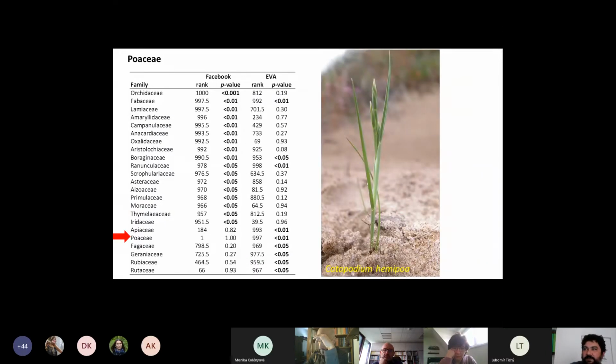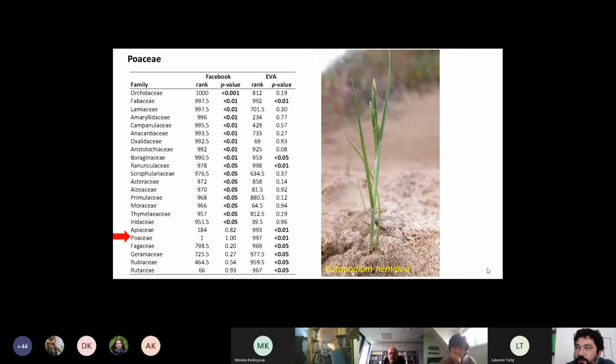While in contrast, if we look at the species overrepresented in Eva, there are Poaceae that are very common in the Mediterranean. So in the sampling they occur very frequently, but they don't occur in Facebook, because these are usually very tiny plants and difficult to photograph that don't catch the attention of Facebook users.